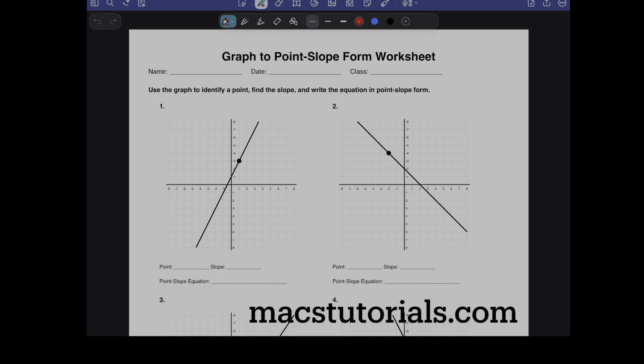Hey everybody, welcome to Max Tutorials, and we are going to talk about the point slope form of how to graph an equation, okay?